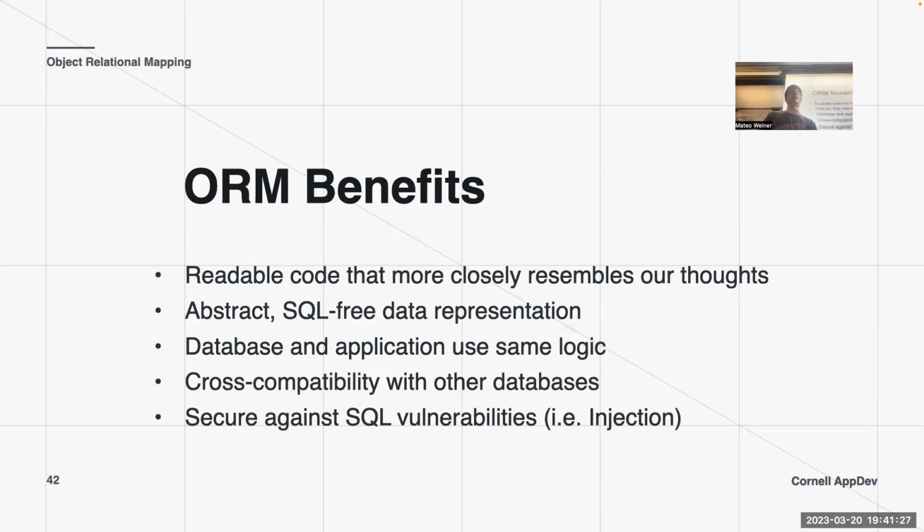Also, it's abstract, so it's SQL-free data representation. So no one really knows exactly what our backend looks like. No one can write code that would break our backend because there's this level of abstraction because we're not using SQL. Also, you can manage your database and application using the exact same logic, except you're using the same language throughout all your code, which makes it much easier to manage everything. And there's cross compatibility with other databases that we were using. And then lastly, secure against SQL vulnerabilities, which, as we said, aren't an issue anymore, but still that level of abstraction allows people to not exactly know what might be going on in the background.